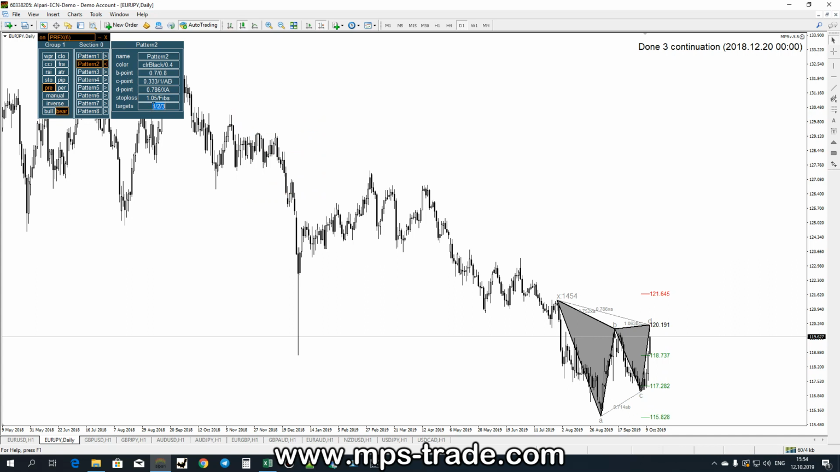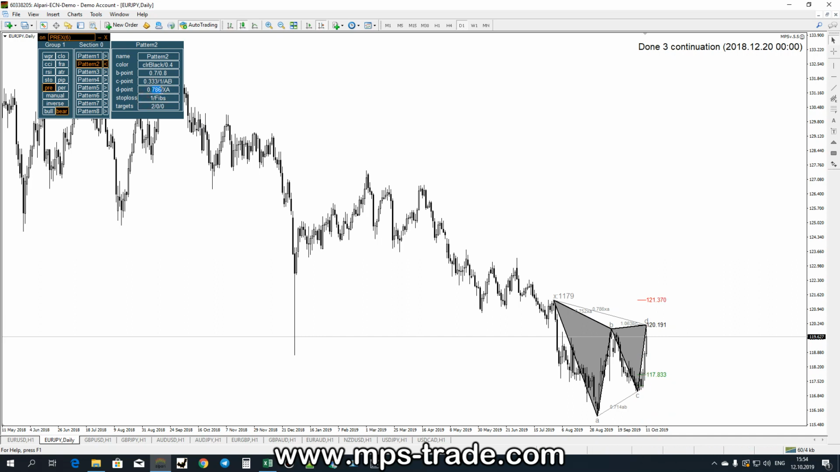Target should be 2, stop loss should be 1, the entry should be 0.8, and it will be okay to have 0.3 to 0.5. Okay, so this is the pattern. Let me zoom it in.